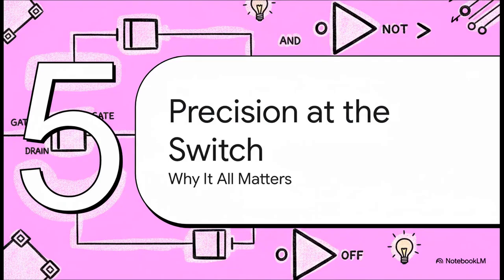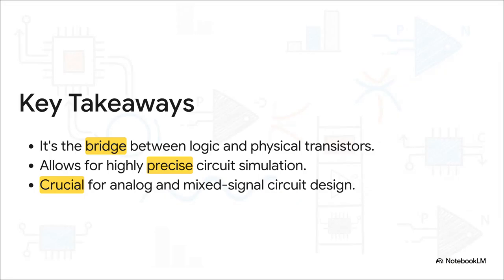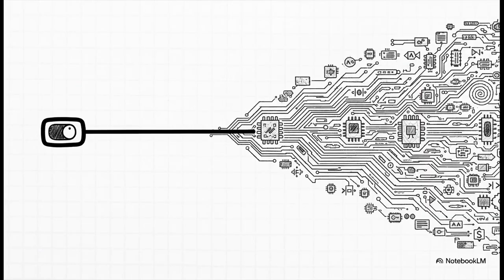Okay, let's zoom back out and talk about why this incredibly detailed, down-in-the-weeds view actually matters in the grand scheme of things. So, if you're going to remember just a few things from all this, here they are. First, switch-level modeling is that essential bridge between abstract logic and the physical hardware. Second, treating transistors as simple on-off switches lets engineers run super precise simulations of their circuits. And finally, for certain types of designs, like analog and mixed signal circuits, this low-level detail isn't just nice to have, it's absolutely critical.